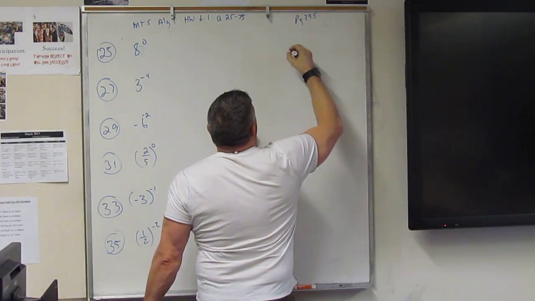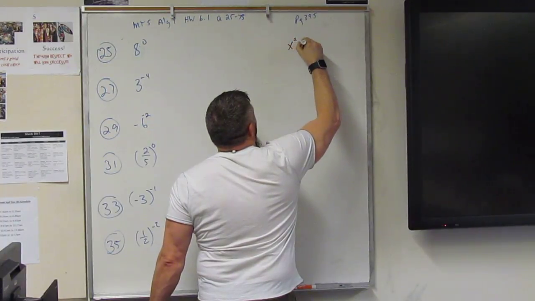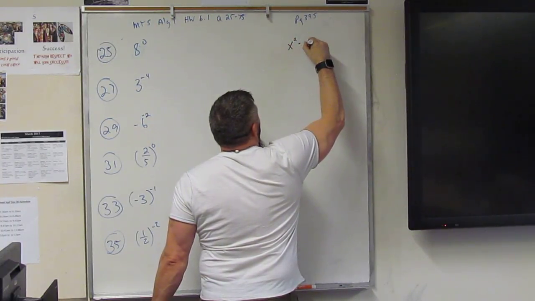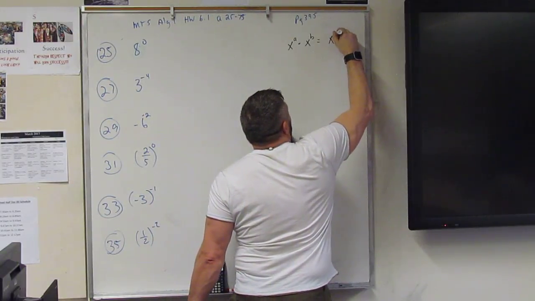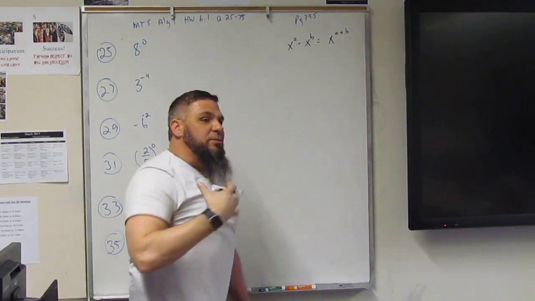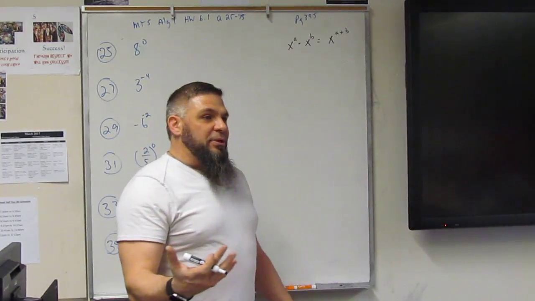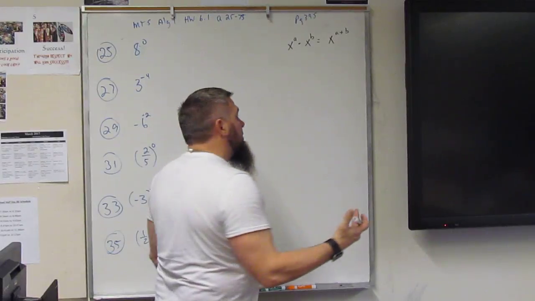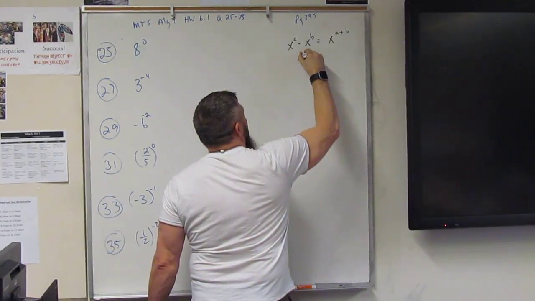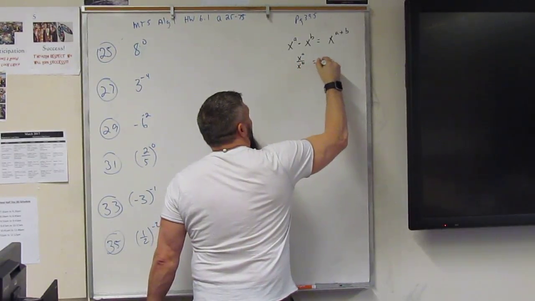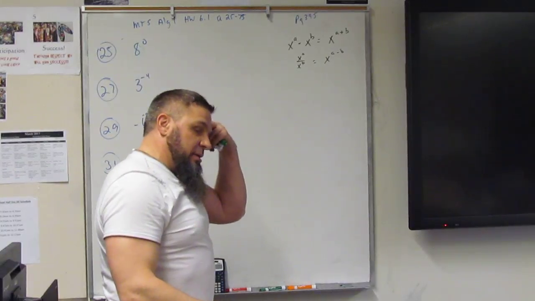So if you have x to the a times x to the b, it equals x to the a plus b. So when we multiply powers with the same base, we add the exponents. That's it. Okay? So when we divide x to the a over x to the b, we subtract. That's a minus b. Okay?